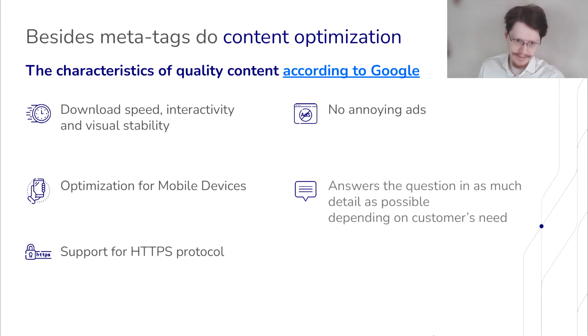So mobile first. Google is about safety, so it is good if you have the HTTPS protocol. No annoying ads. What that means is not that ads are bad. Google, in the end, does them, as you know. It is about doing them in the right way, so they will not be annoying for people. And the same rule here as on the first slide: your website should answer the question in as much detail as possible. So try that.